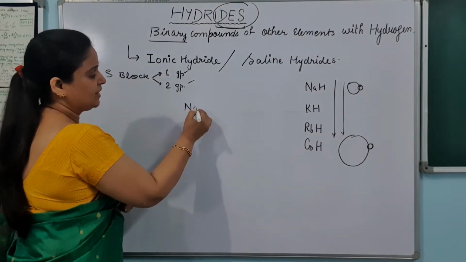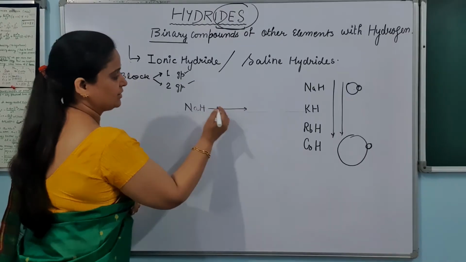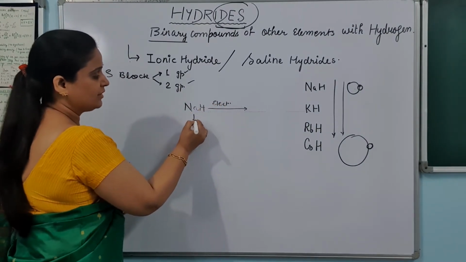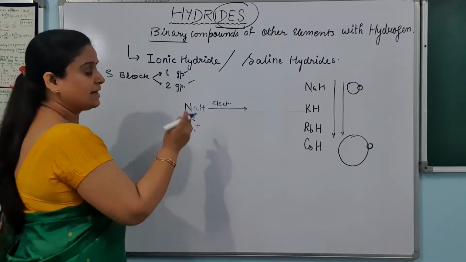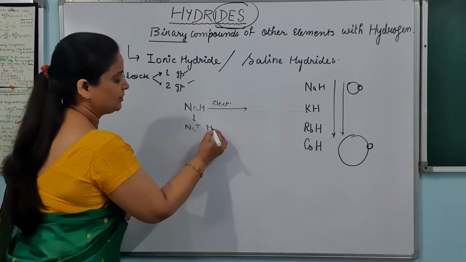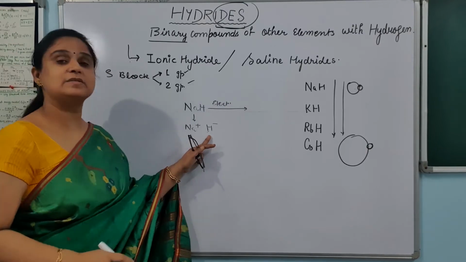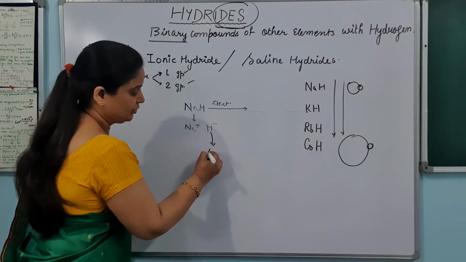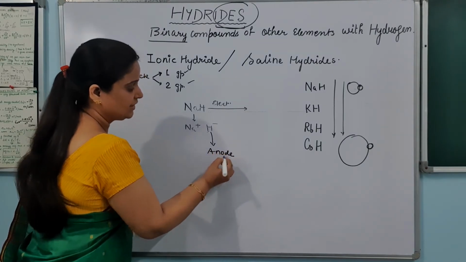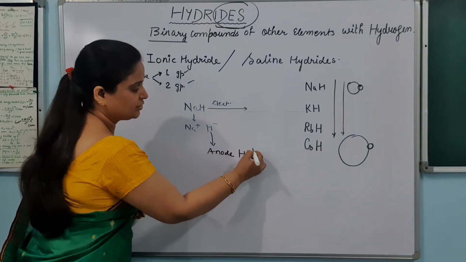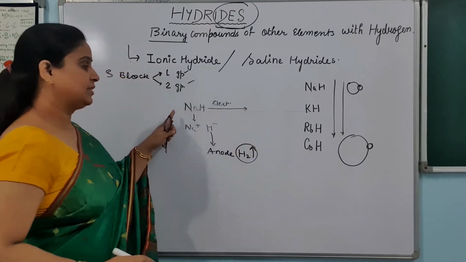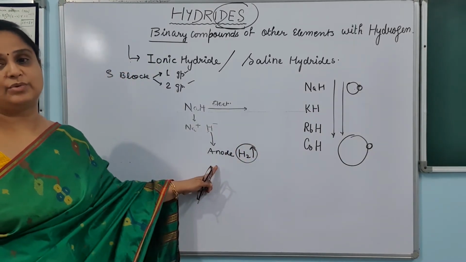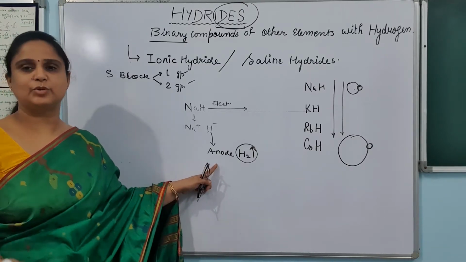So if I pass electricity through it, on electrolysis, what will happen? Sodium will give Na plus and hydrogen will make H minus. Minus will go to the plus, plus will go to the minus, and this hydride will go to the anode, which is positive, and at the anode it will convert into hydrogen. So on electrolyzing, hydrogen will be obtained at the anode. It's very simple.